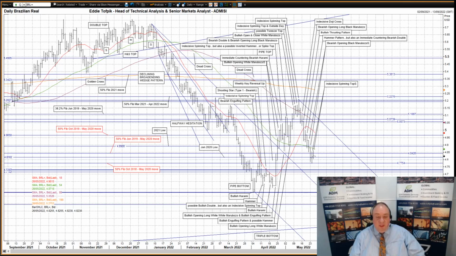Looking below the June 2020 low, 481.62, we still have the 50% Fibonacci line of the October 2018 to May 2020 move at 477.54. This has helped form the low for May so far. Meanwhile, above the short medium moving average, we have the 2021 low at 489.08.